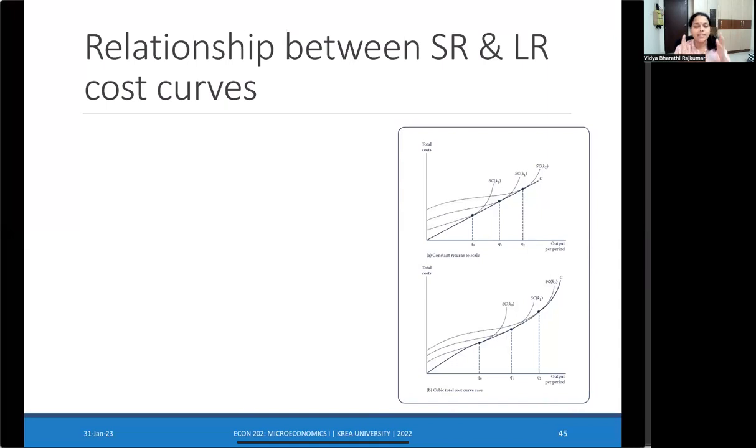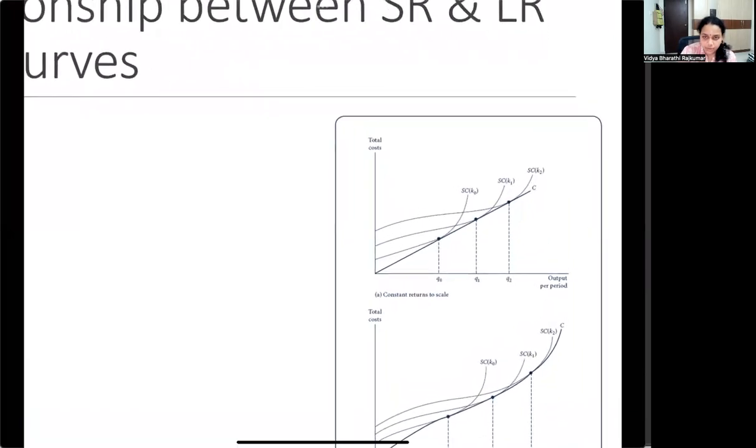So keep this example in mind and focus on the slides that are coming up. So we're going to draw a series of short-run cost curves depicting this scenario for every short-run period. And we'll see how we go from there to the long-run cost curve. Now, if you notice in the chart, in the graph that you see in the slides, let me just zoom that in a little bit for you.